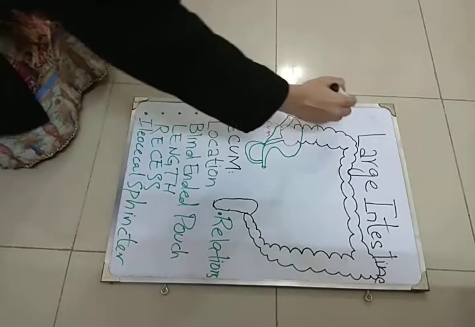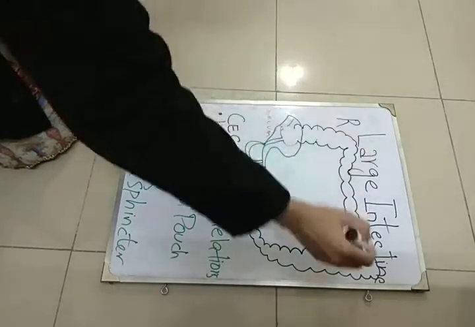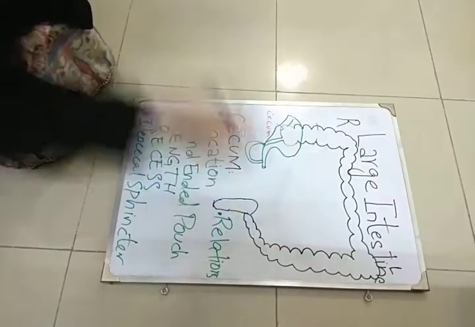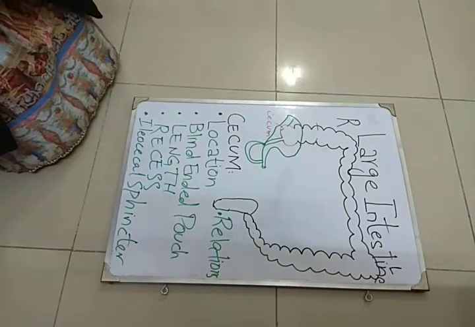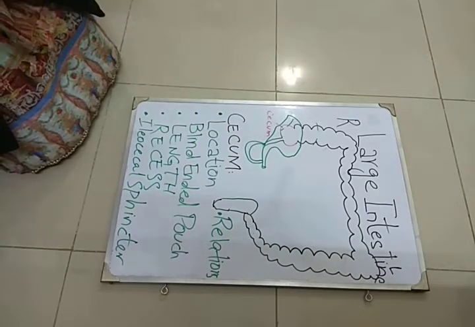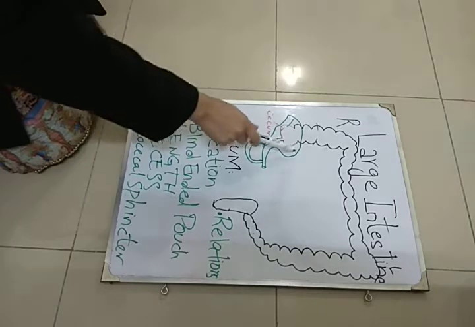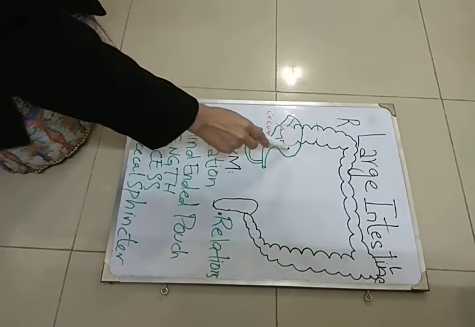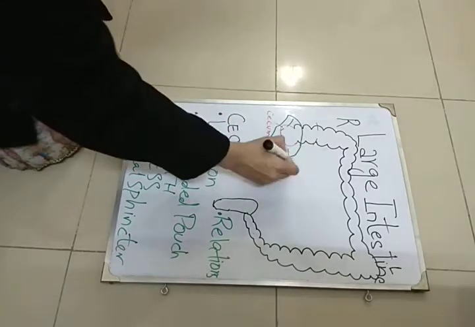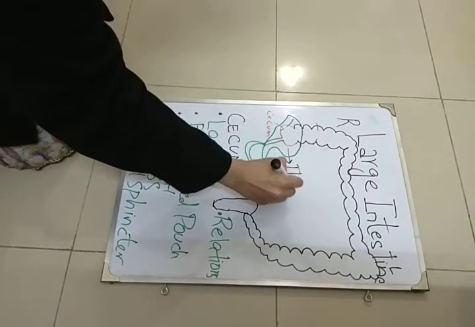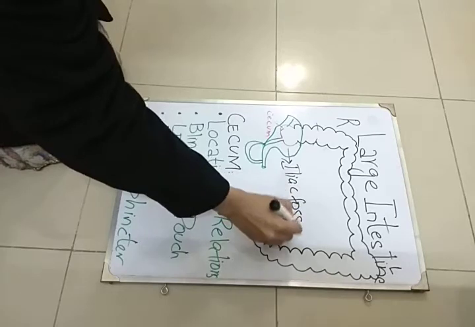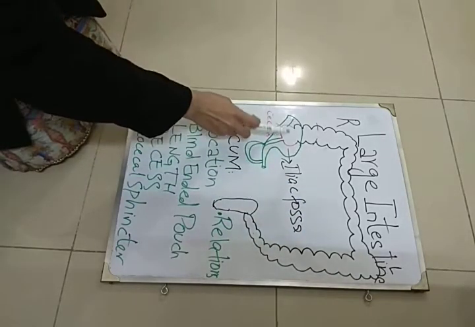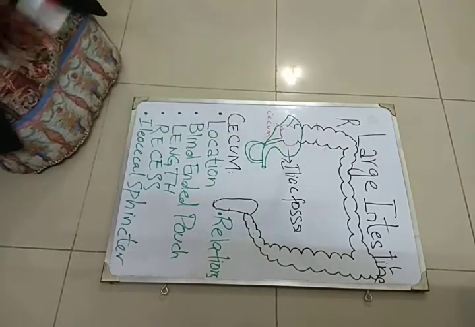So in this diagram, this is the right side of the body and this is the left side of the body. So the cecum is located in the right iliac fossa. Here in this diagram also, I have shown this is the hip bone and this is the right iliac fossa. Actually this is the iliac fossa. So as we can see, the cecum lies in the right iliac fossa.